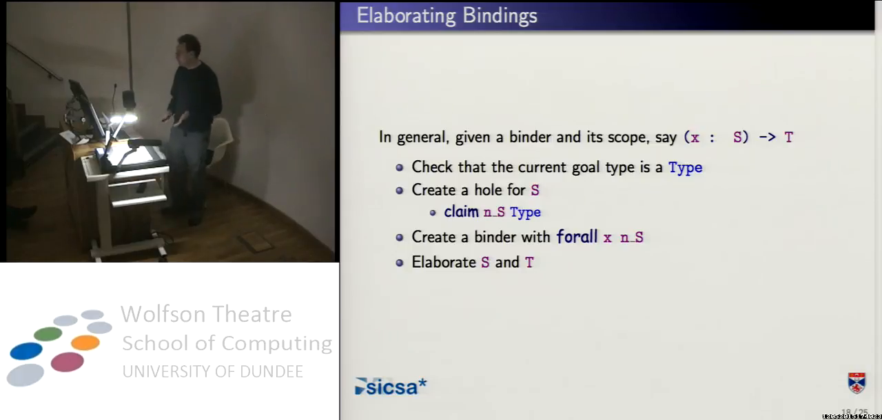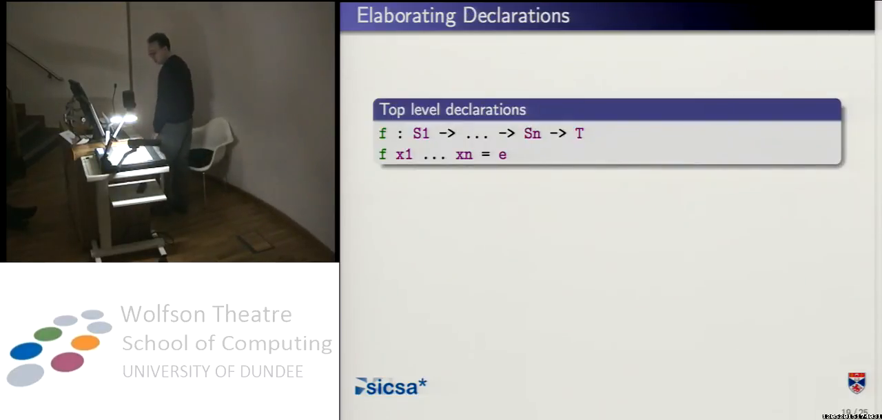So in general, this is what we do. Invent a type, elaborate it, elaborate the scope. Obviously, we need to do declarations too. So we need to do data declarations, we need to do function declarations. But for every one of these declarations that we build, what we have to do is call the appropriate elaborator for the terms and then glue them together.